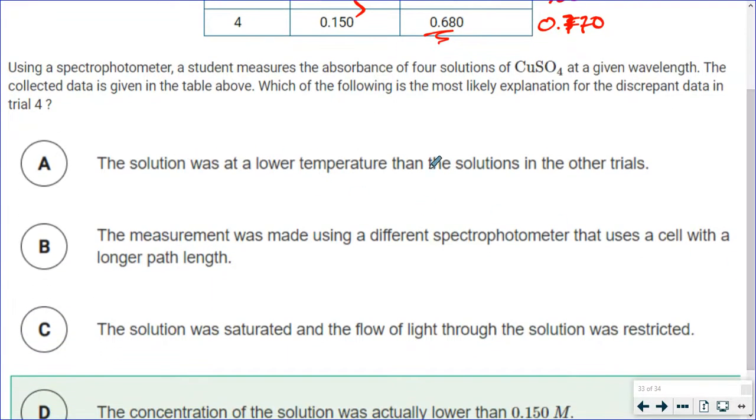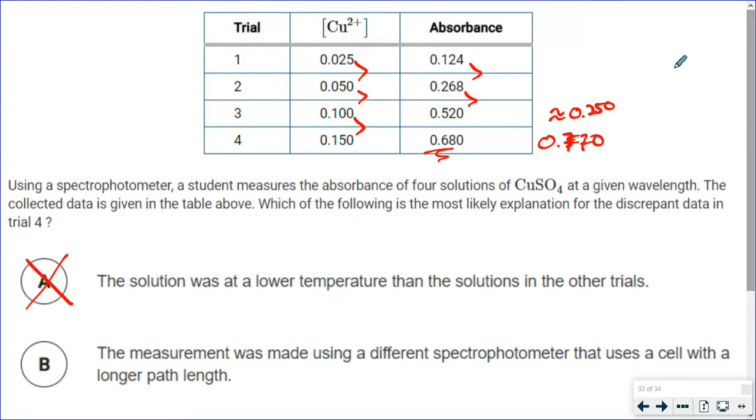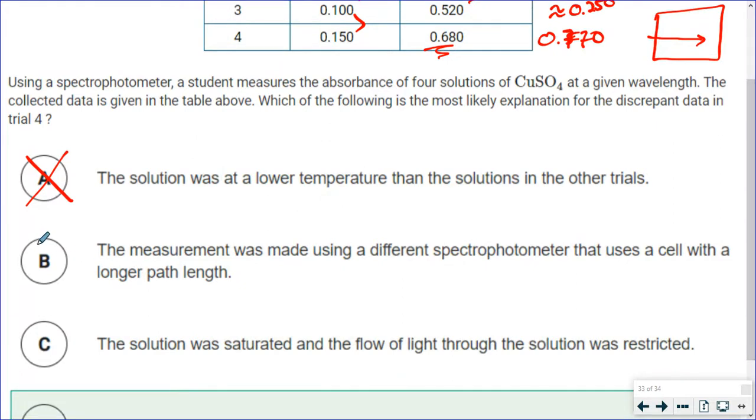Let's look. The solution was at lower temperature. No, temperature is not going to impact it. The measurement was made using a different spectrophotometer with a cell with a longer path length. Well, if we have a short path length compared to a long path length with the cuvette, the long path length is going to have more light absorbed, and we get a larger absorbance value. We have a smaller absorbance value, so B is not correct.